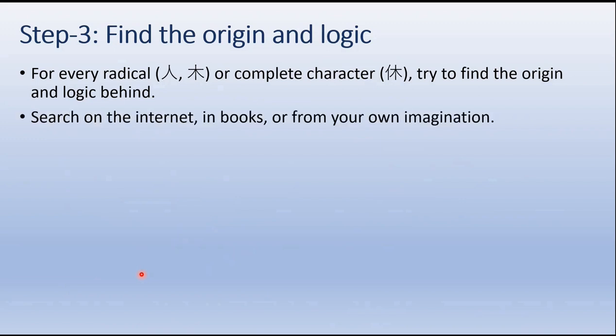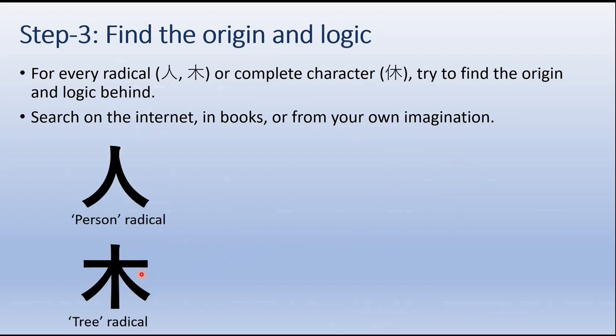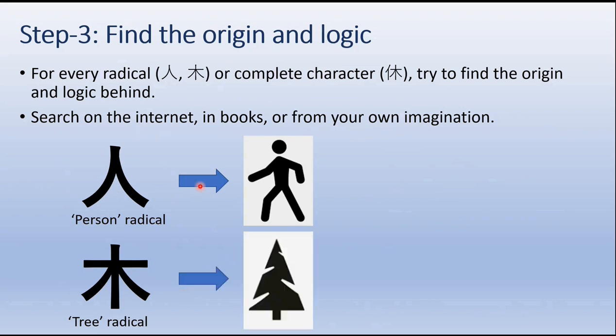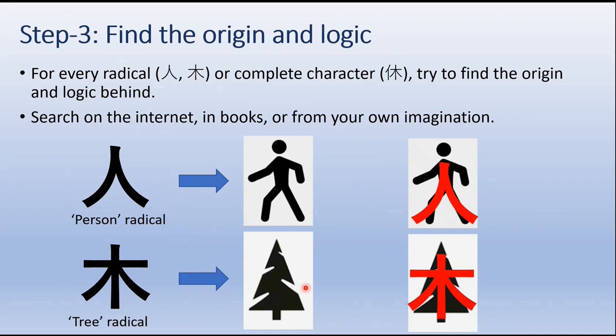Search on the internet, in books, or you can derive from your own imagination how a particular kanji character would have been derived. So for example, this is the person radical, this is the tree radical. So how did they come? From where did they come? We can see there is resemblance to a human, and the structure of this tree radical has resemblance to a tree. So if we superimpose these two, we get this. So this is how we find the logic behind kanji symbols.